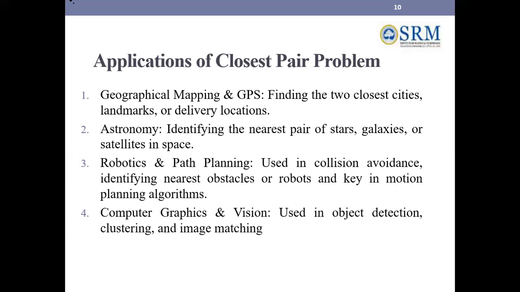And in the case of computer graphics and vision, the image or data sets or objects, anything, we can find the closest pair of objects. Or in the case of clustering, when we find the closest pair of points in image matching, cancer identification, that can be used for finding the closest pair. So this problem can be used in computer graphics and vision.